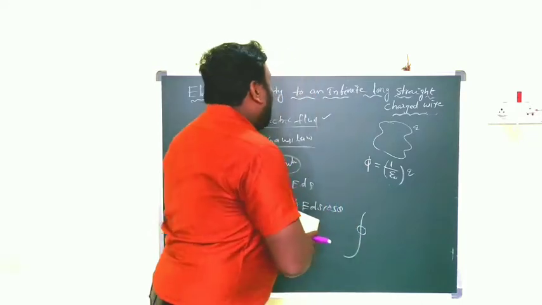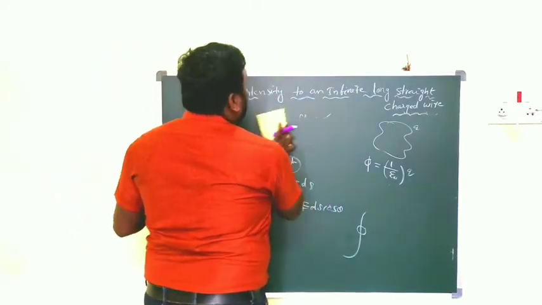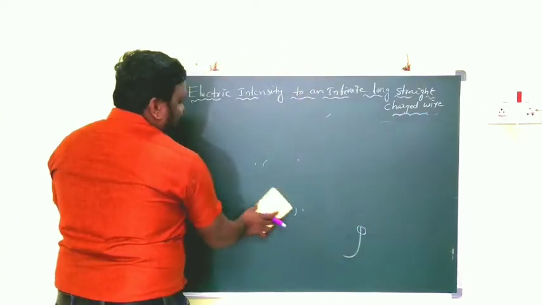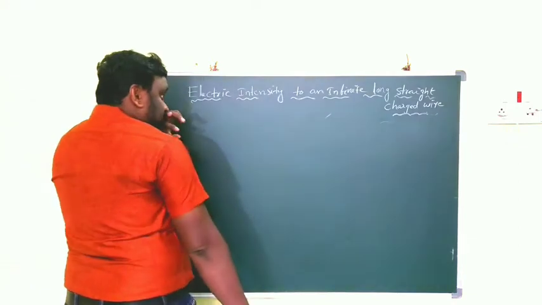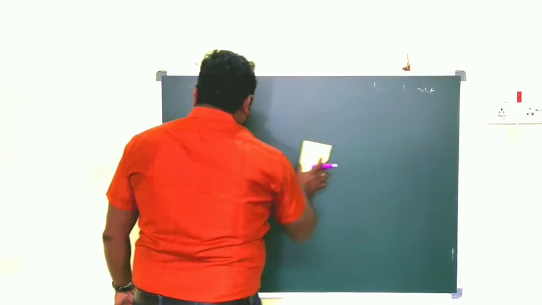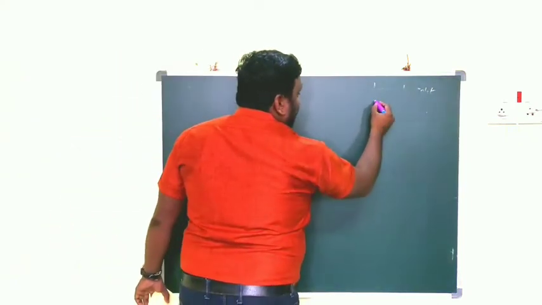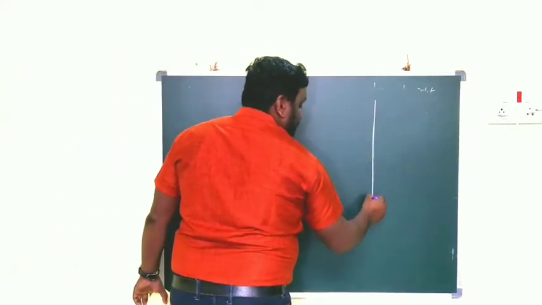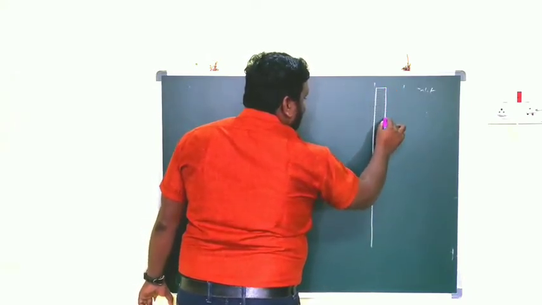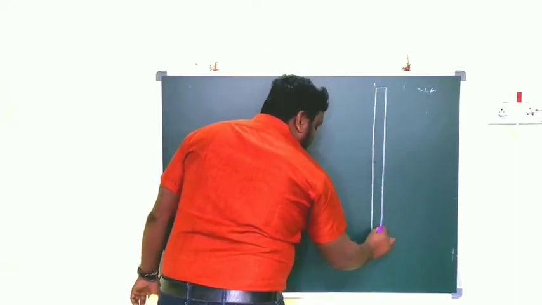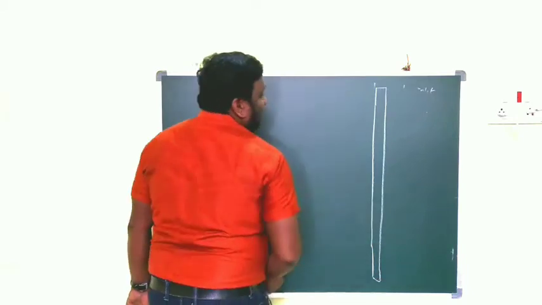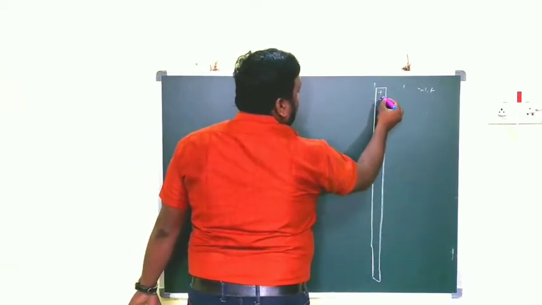Okay children, now I am going to the topic: the electric field intensity due to an infinite long straight current carrying conductor. For that, we take one wire of infinite length. It is not possible to show the entire length, that's why I am simply taking this one wire of infinite length. It should have some positive charge.